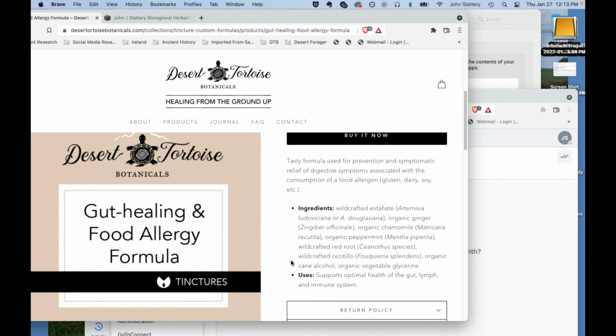And then red root and ocotillo are lymphatic remedies. Ocotillo more specifically for the pelvic lymph and red root's systemic lymph. But the two of them paired together work really well to resolve that back pressure of the lymphatic stagnation that can ensue from the immunological response to the consumption of a food allergen.